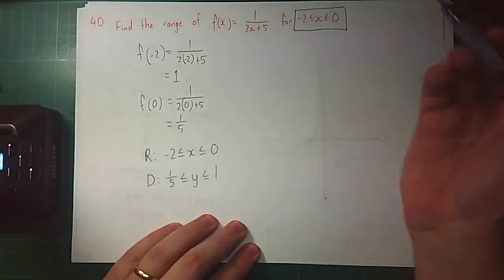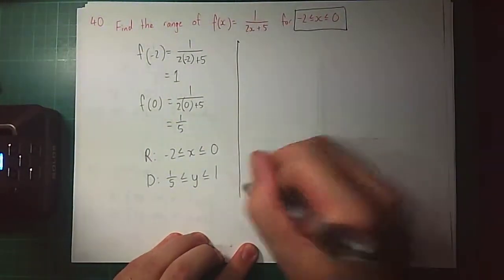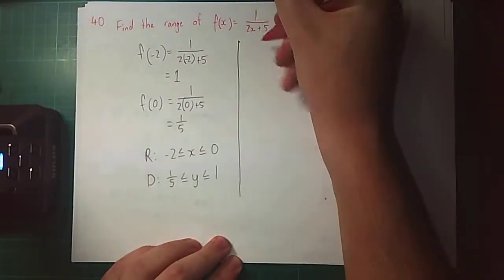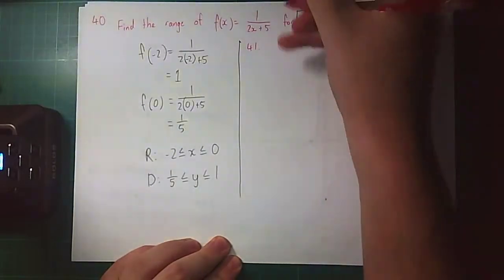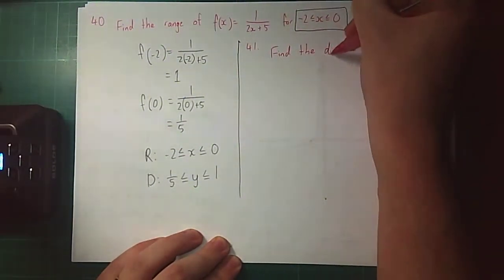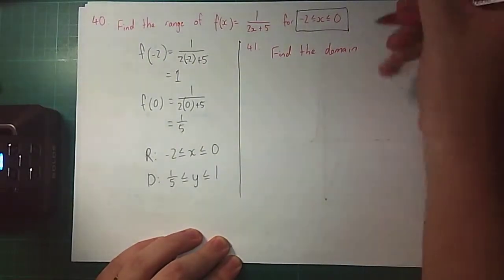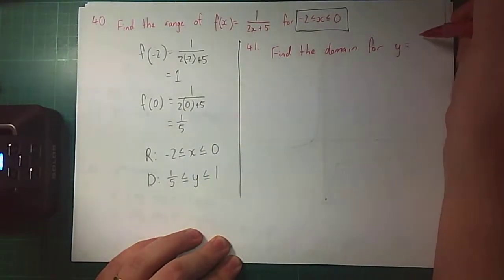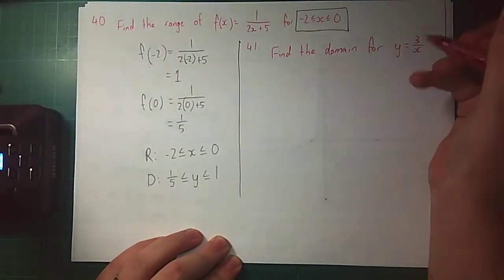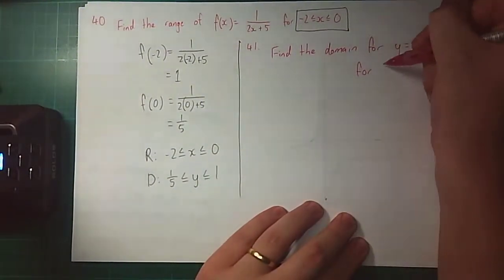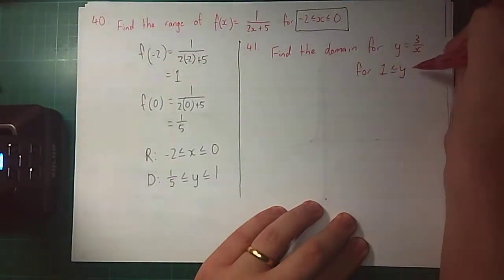We'll try it again for example 41. Example 41 takes a similar question. Find the domain for y is equal to 3 on x, for 1 which is less than or equal to y, which is less than or equal to 3.